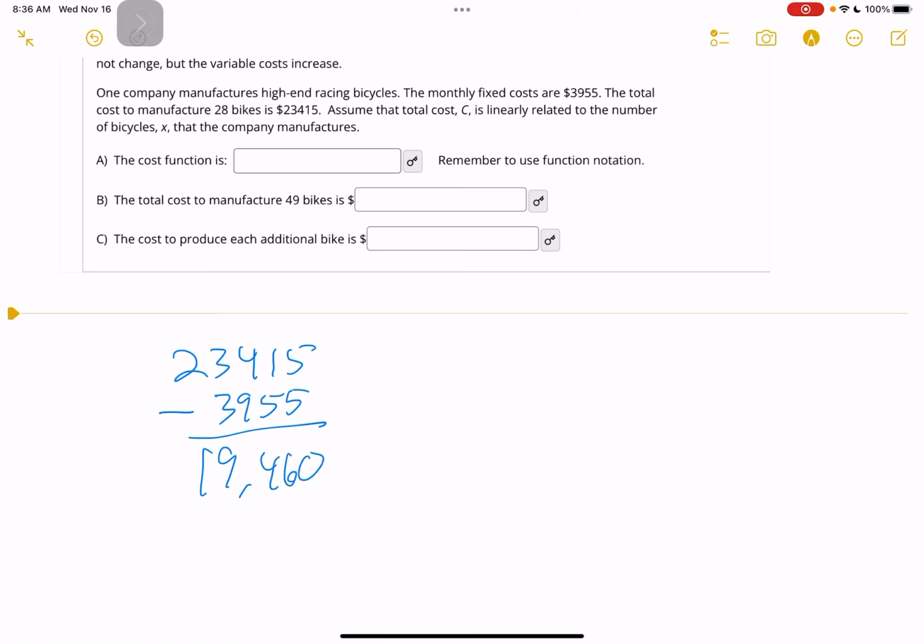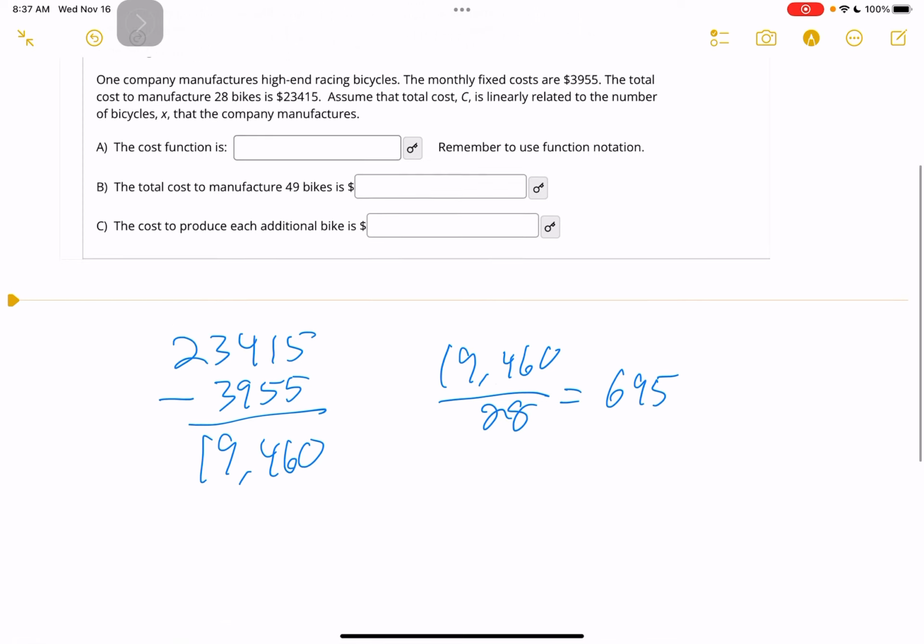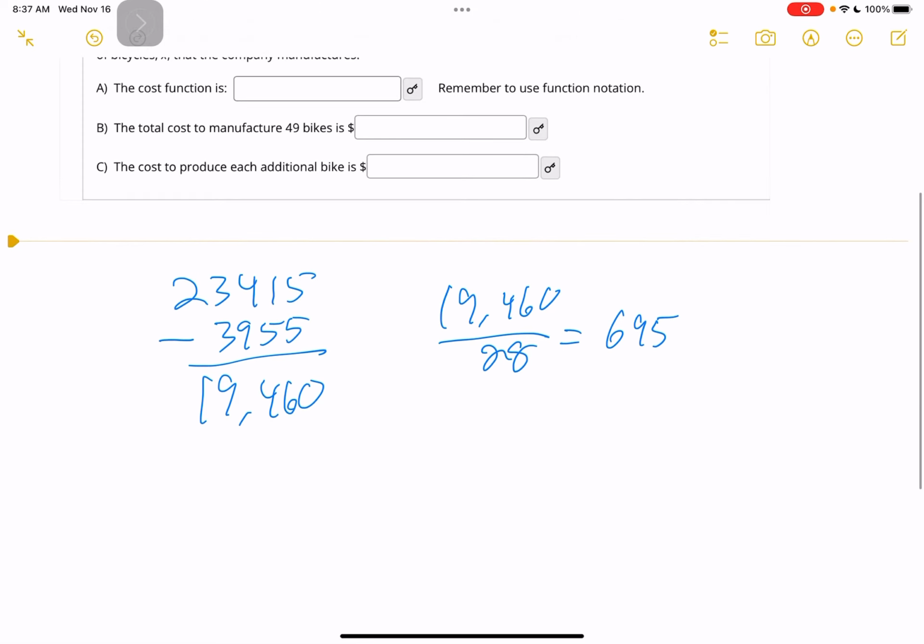19,460. So that's the total of the variable cost. So we take that 19,460 and divide that by the 28 bikes to get the variable cost per bike, and we get 695. So now we have a cost function that we can work with. The cost function for X number of bikes is a base cost of $39.55 plus $695 times X. Okay. So there's your answer to A.